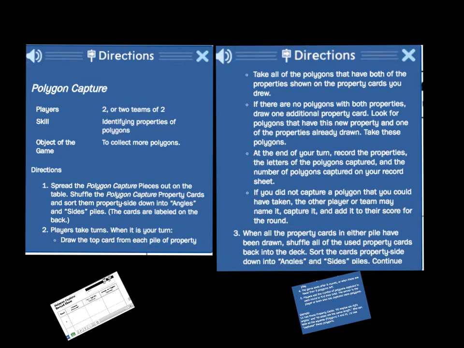So your game that you're going to be playing with this particular lesson to help you sort out those quadrilaterals is called Polygon Capture.